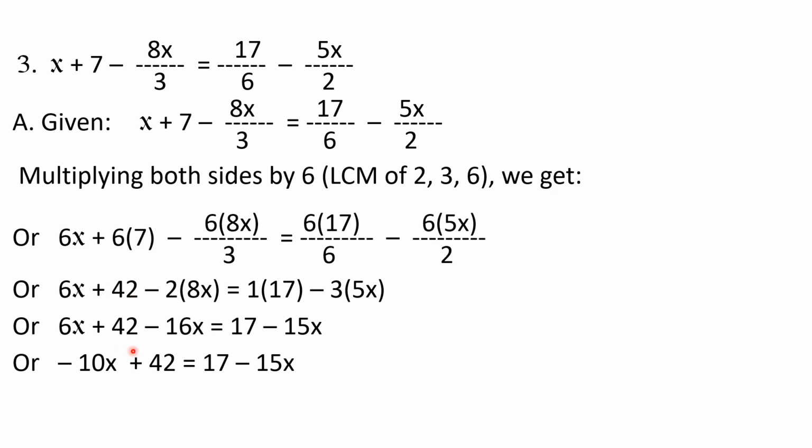We simplify it further. 6x plus 42 minus 2 8 the 16, 16x is equal to 17 into 1 is 17 minus 3 5 the 15, minus 15x. So now 6x minus 16x is minus 10x plus 42 is equal to 17 minus 15x. So we repeat this line again on the second slide and continue.